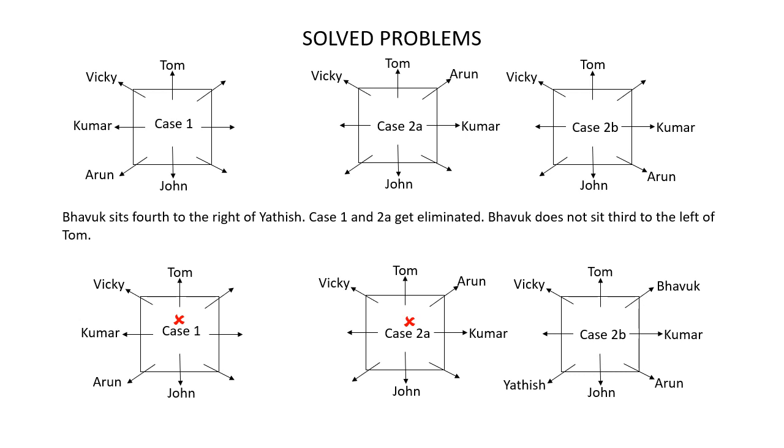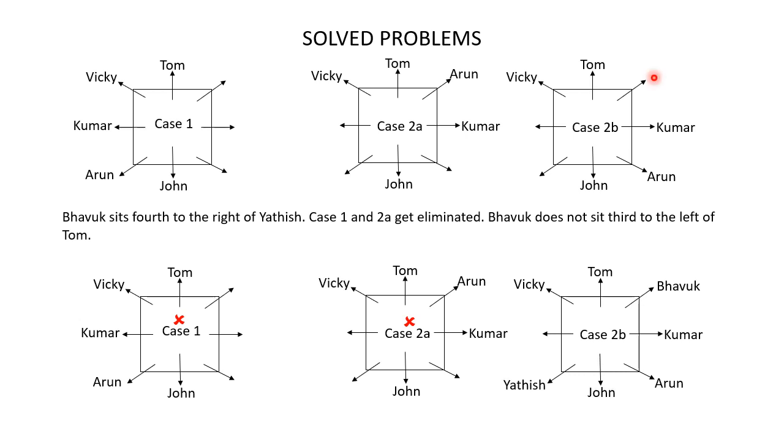Let's move on to case 2b. Now Yatish can sit either here, here or here. Now supposing Yatish sits here, then fourth to the right of Yatish will be 1, 2, 3, 4, where Kumar is already sitting. So Babu cannot sit in this position.